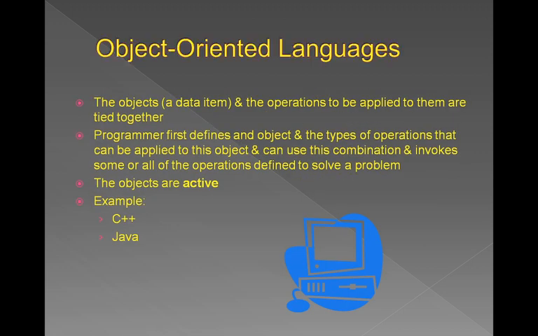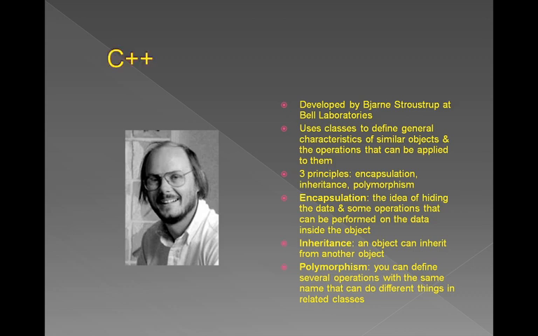Object-oriented language: an object, a data item, and the operations to be applied to it are tied together. Programmers first define an object and the types of operations that can be applied to it, and can use combinations of them or invoke some or all of the operations defined to solve a problem. The objects are active. Examples: C++ and Java are object-oriented languages.